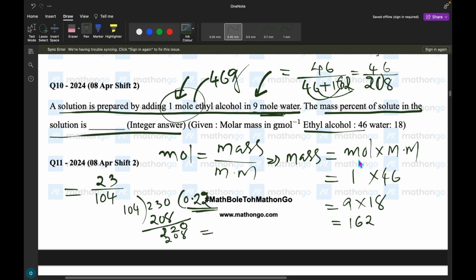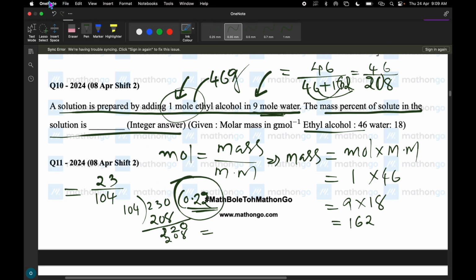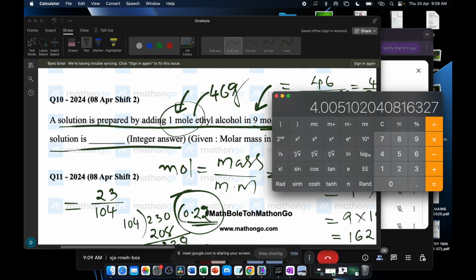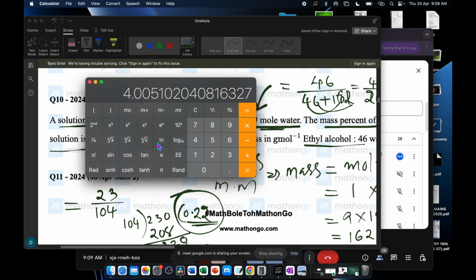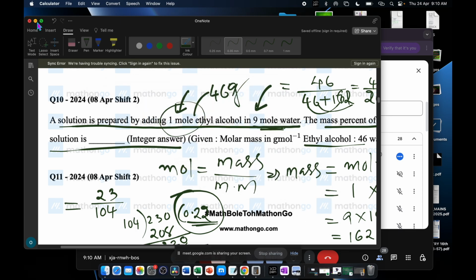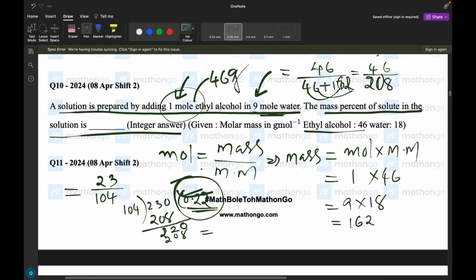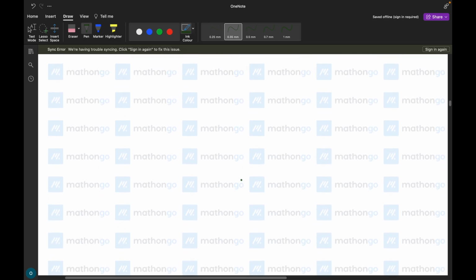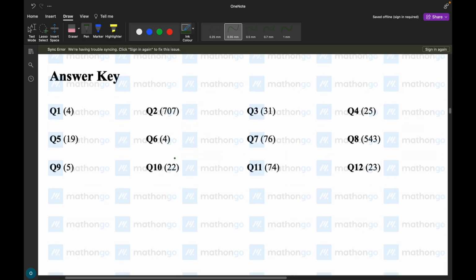Please tell me what answer you get. Is 0.22 correct? So it's 46 over 208 equals, yes, 0.22. 0.22 is the answer. We can also check the answer. 10th question is 0.22.